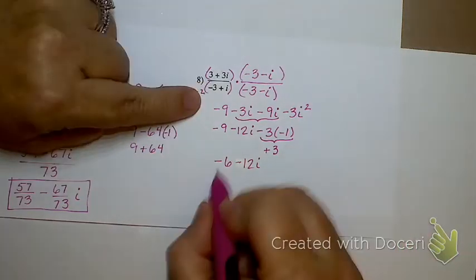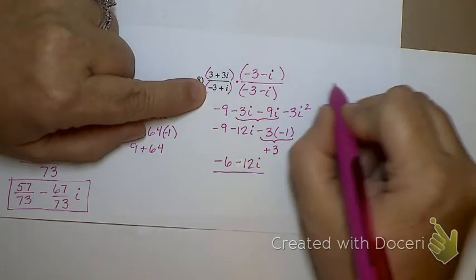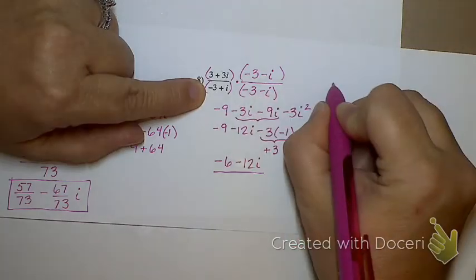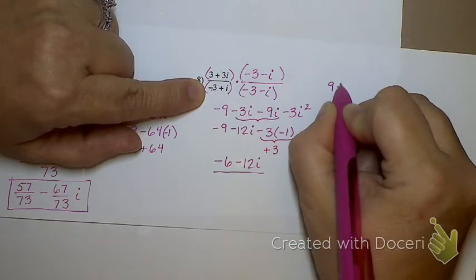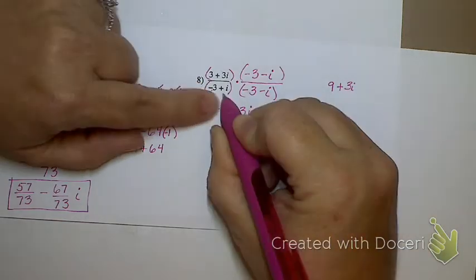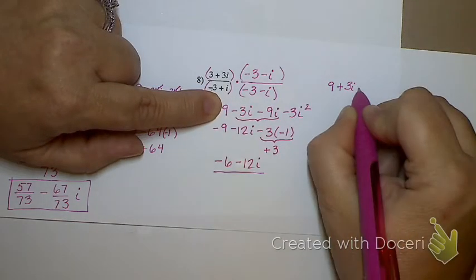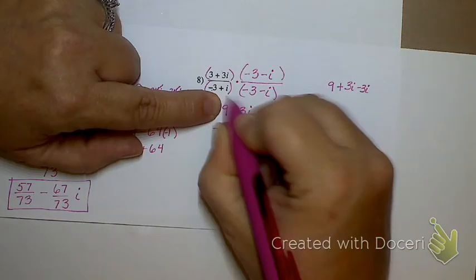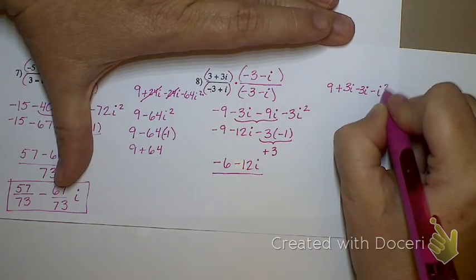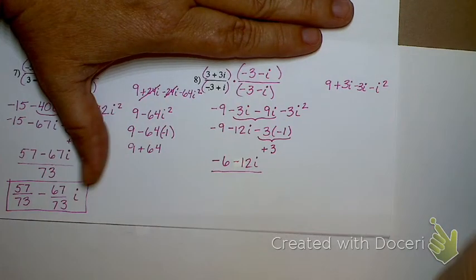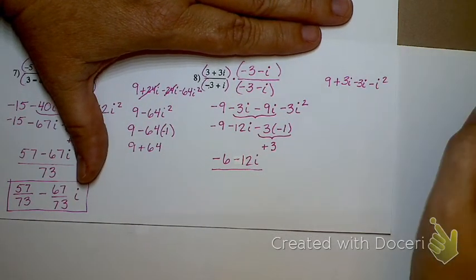And then on my denominator, that's the one where things will cancel out. Negative 3 times negative 3 is 9. Negative 3 times negative i is positive 3i. Positive i times negative 3 is negative 3i. And positive i times negative i would be negative i squared. Yes? Now be careful here. This one's a little tricky.